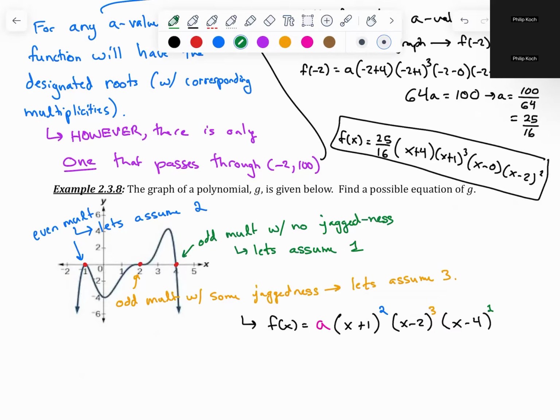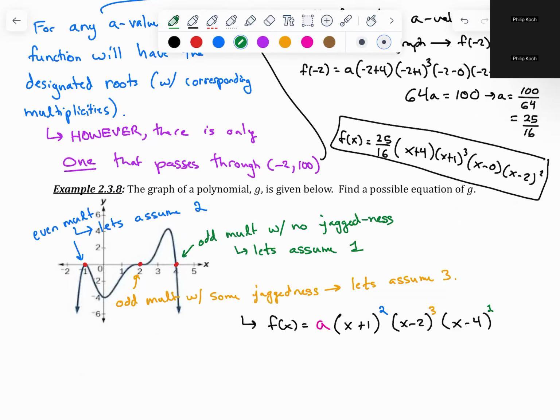So the only ones that really are up for interpretation are the zero at -1 and the zero at 2. Those are the ones that definitely could be different multiplicities other than 2 and 3. You can do 4 and 5 or 6 and 7, whatever it may be.